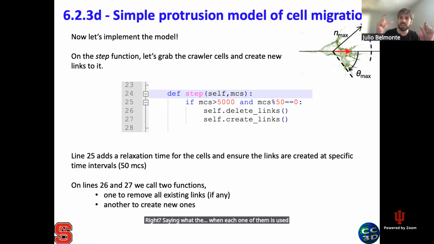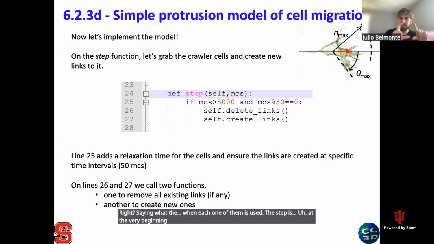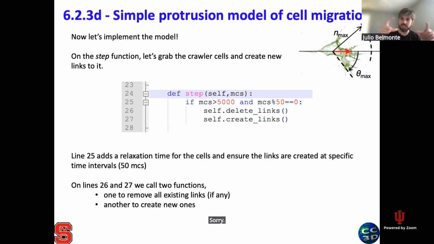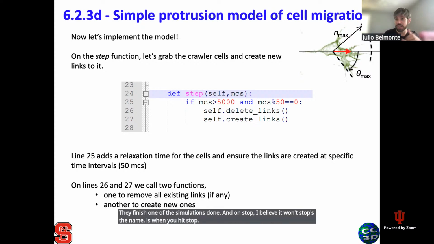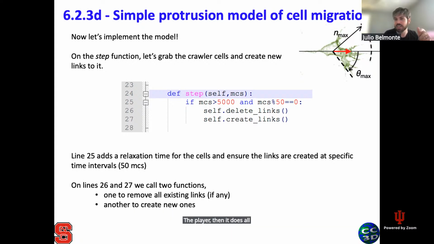The start is at the very beginning. The step is every Monte Carlo step. The finish is when the simulation is done. And on stop, I believe, is when you hit stop in the player, then it does all the commands that are under there. But your Steppable can also have other functions that you define.